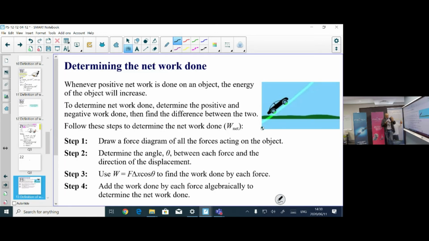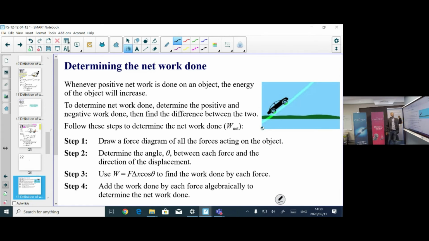Like I said, we're going to look at how to determine the net work. When it comes to net, I need you to remember this. For a net, we're supposed to have two forces that are acting towards the same direction or different directions. It's where you can just get the net. You can get the difference or you can get the total, if they are going in the same direction.